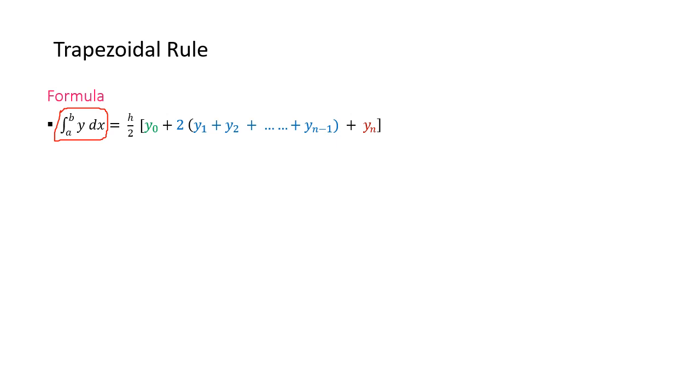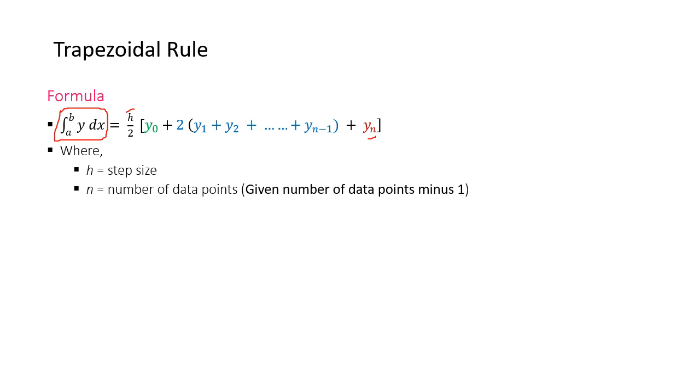So we will talk about what is h and what is n. Where h is the step size and n is the number of data points. Generally, while solving a problem on numerical integration using the trapezoidal rule, several data points are given, or values of x and y on several data points are given. And let's say if there are 7 data points, then the value of n will be 7 minus 1, 6. We will see it shortly.